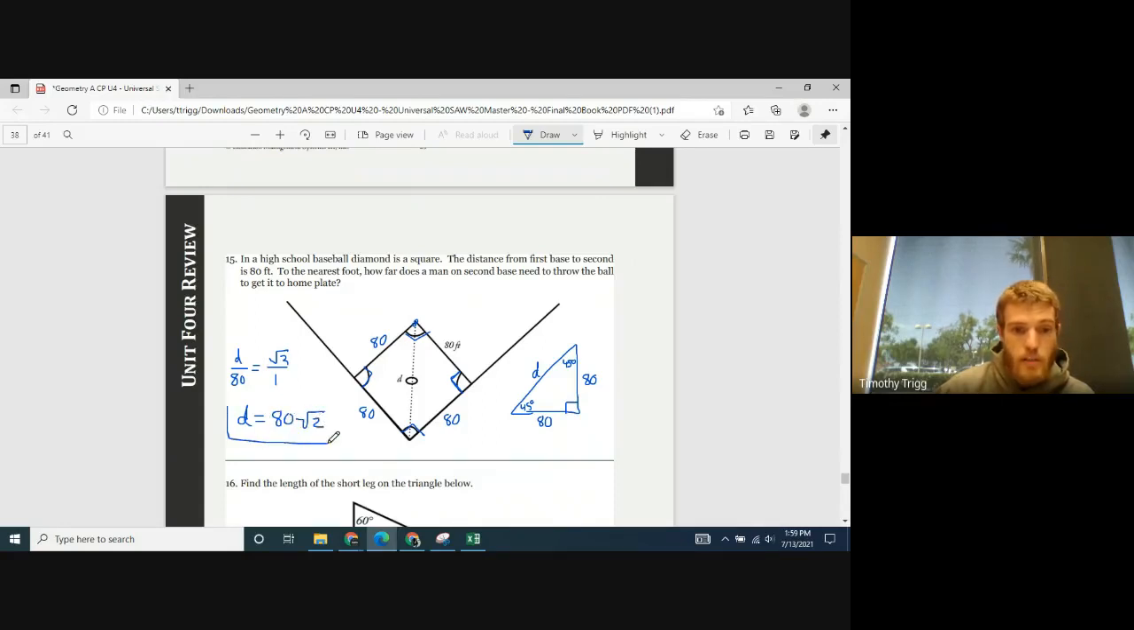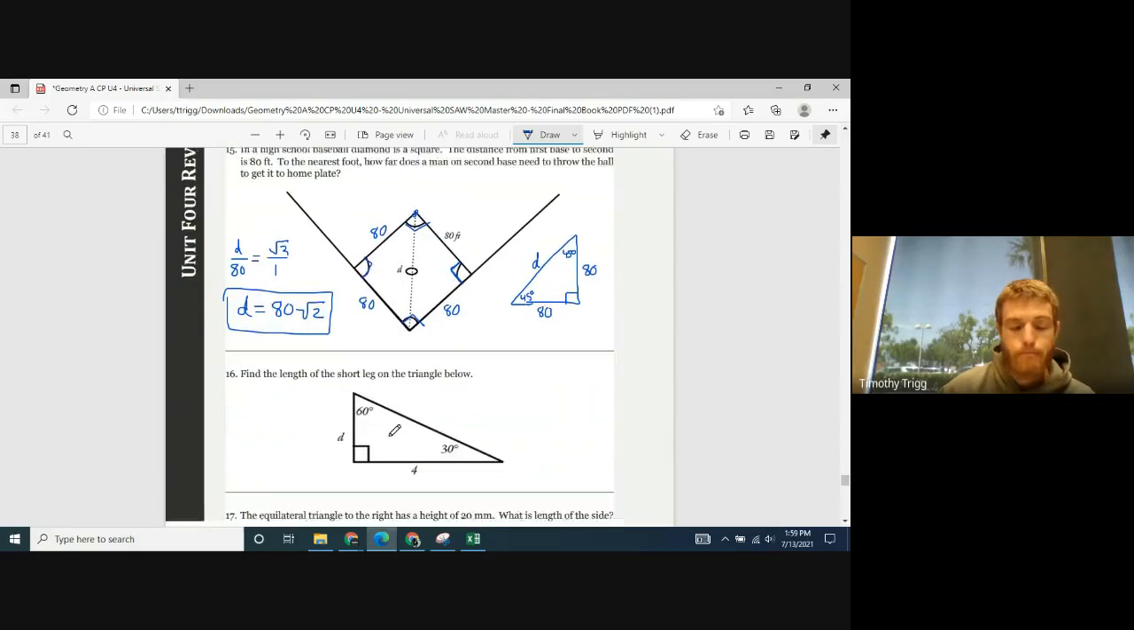And that gives you the distance from second base to home plate. If you want it in terms of a decimal, you would just put it in your calculator, 80 times the square root of 2, and that'll give you 113.1, roughly.